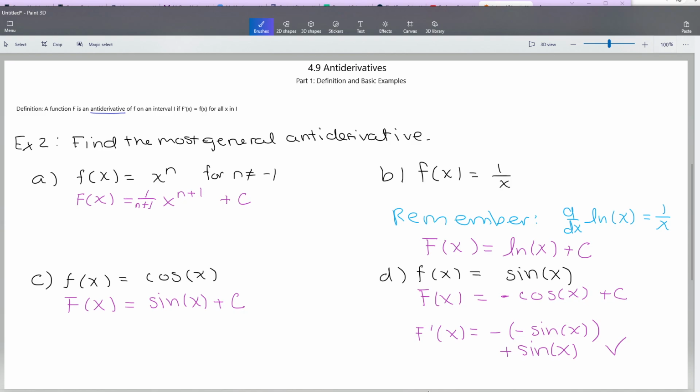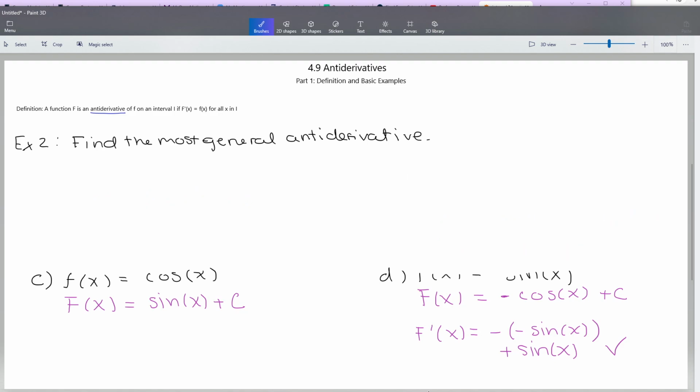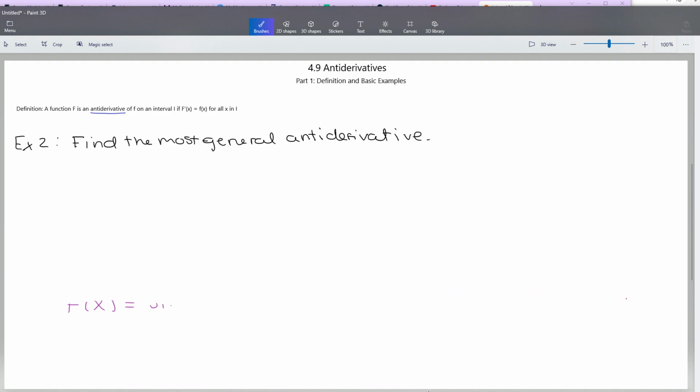Okay, so here are some basic types of functions, right? We have power functions, we have 1 over x, and we have 2 of the basic trig functions. Let's look at some other types of functions that we have talked about their derivatives, and we will talk about their antiderivatives.